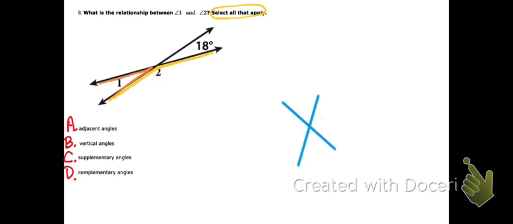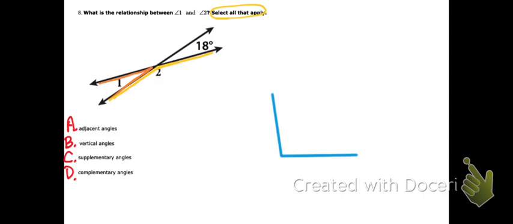Remember, vertical angles are angles that are across from each other when you have two intersecting lines. So in this example, these two purple angles are vertical angles. Supplementary angles are angles that form a straight line. So these two angles, angle 1 and angle 2, this yellow angle from here to here, and this green angle from here to here, together they form this straight line. So angle 1 and 2 are supplementary. They form a straight line. They add up to 180 degrees.